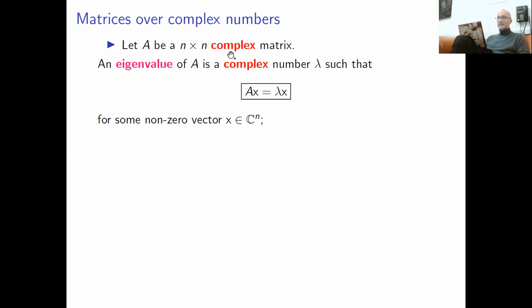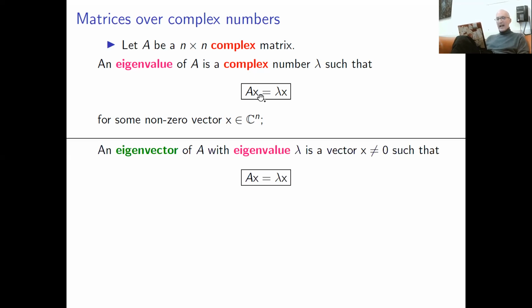Okay. So first we fix an n times n complex matrix A. Complex means all entries are now allowed to be complex numbers. By definition, an eigenvalue of A is some complex number lambda such that Ax equals lambda x for some non-zero vector x in n-dimensional complex space. If you have this equality and x is a non-zero vector, then the number lambda is said to be an eigenvalue, and this vector x is said to be an eigenvector of A with eigenvalue lambda. Again, this is a complex vector.